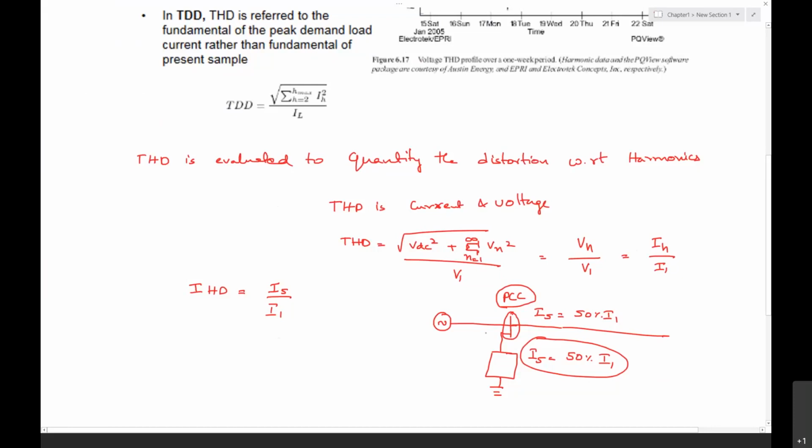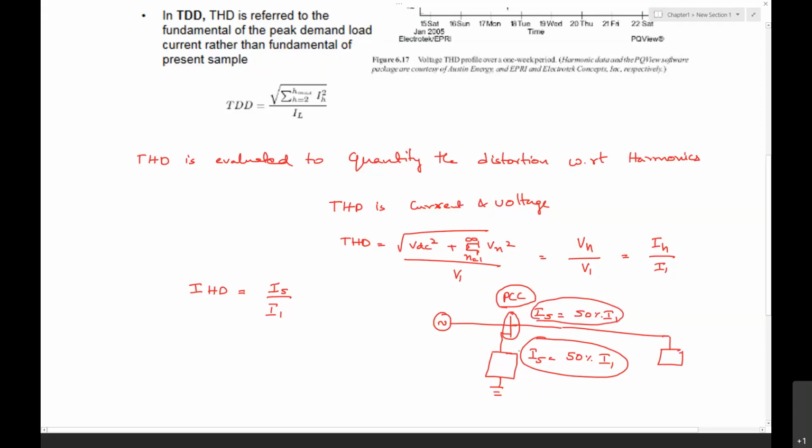In a household, wherever you connect the energy meter, that point is also called the point of common coupling, where different sources are connected at one particular point. The load you connect at the point of common coupling can deliver only 50 percent.